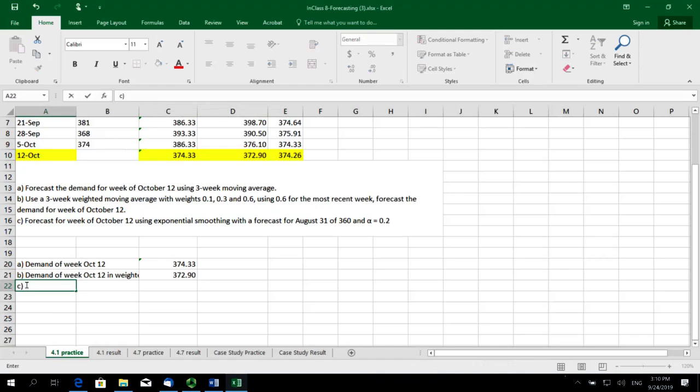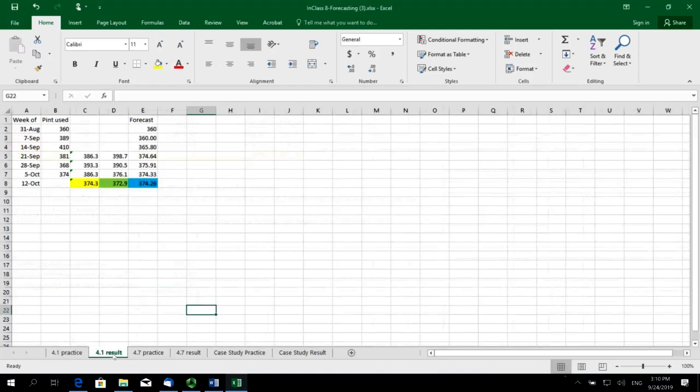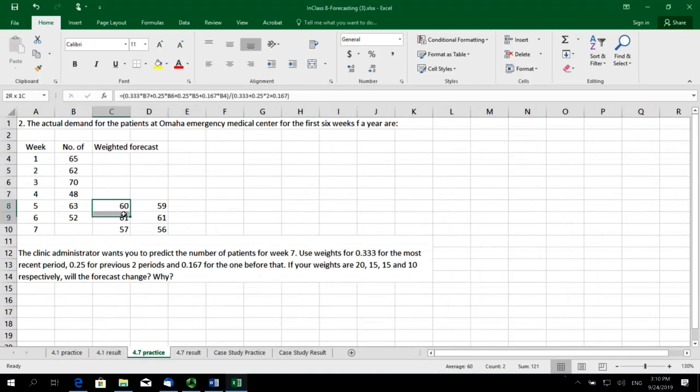So the demand of week October 12 in the exponential method equals 374.26. All right. And this provides you a calculation result, just to check whether your result is correct or not.